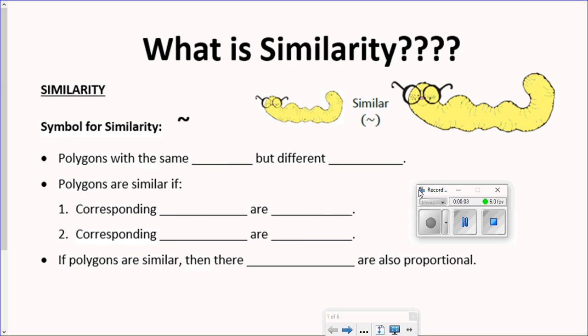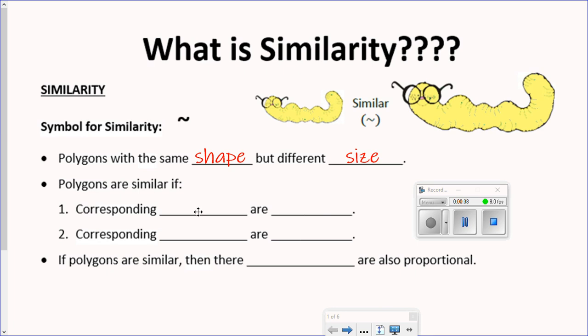What is similarity? The symbol for similarity, first of all, is the little squiggly, and this should look familiar because the congruent symbol has an equal sign with this squiggly on top. So just the squiggly part is the symbol for similarity. Similar figures or polygons have the same shape but different size. So here are little worms with glasses. They're the same shape but different size.